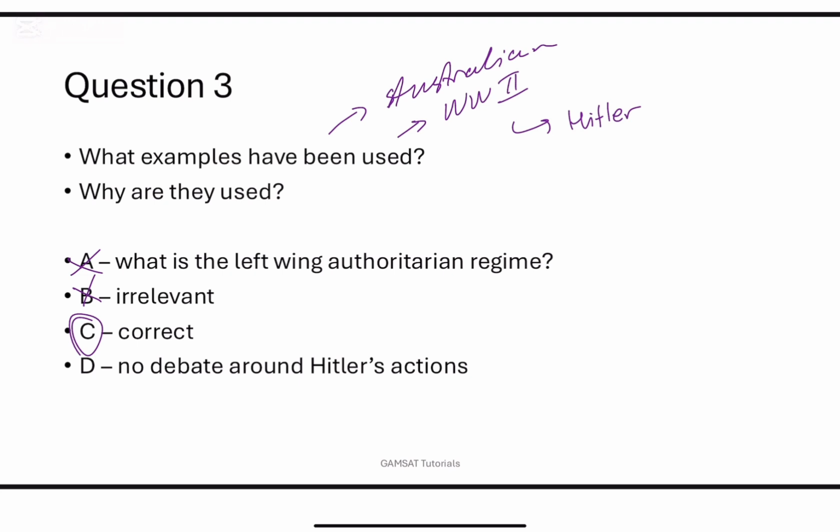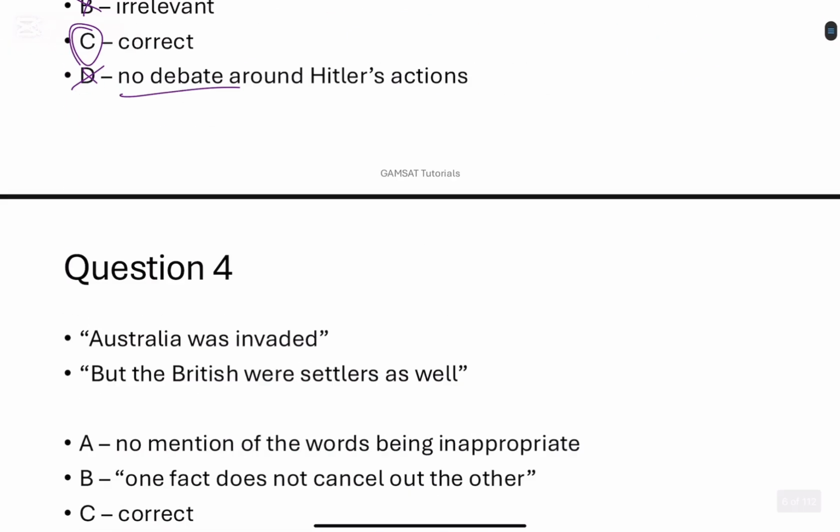And then D, open up the discussion to include other contexts where debate is still going on about the interpretation of historical events. When it comes to the British arriving in Australia, there is still a debate ongoing about whether it was an invasion or a settlement, and that's what this whole passage is about. But there's pretty much no debate about Hitler's actions. That is not really open to interpretation. Everyone is pretty much on the same page about what he did. So that is factually incorrect and also irrelevant in the context of the answer. That is why the correct option here is C.